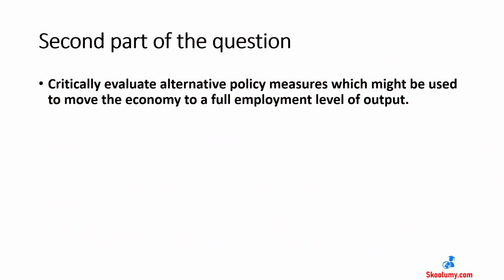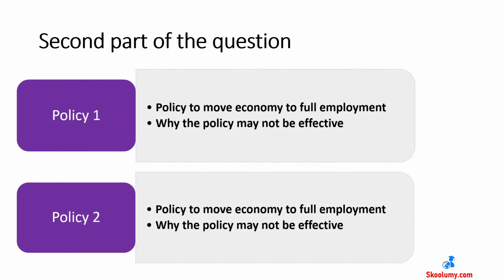The second part of the question. Critically evaluate alternative policy measures, which might be used to move the economy to a full employment level of output. We will tackle the second part of the question as follows. First policy to move economy to full employment, one paragraph. Why the first policy may not be effective, another paragraph, ideally. Second policy to move economy to full employment, one paragraph. Why the second policy may not be effective, another paragraph.